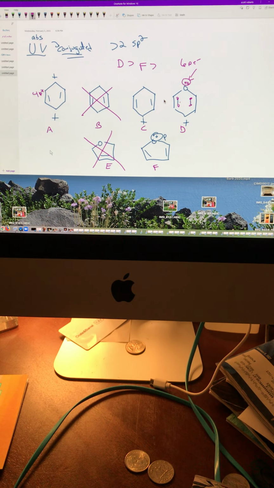What do you got? I agree. So we have 4 electrons distributed across 5 bonds, and 4 electrons distributed across 6. I'm taking D, F, A, C, and then the B and E are useless to me. UV absorption, do it by conjugation.